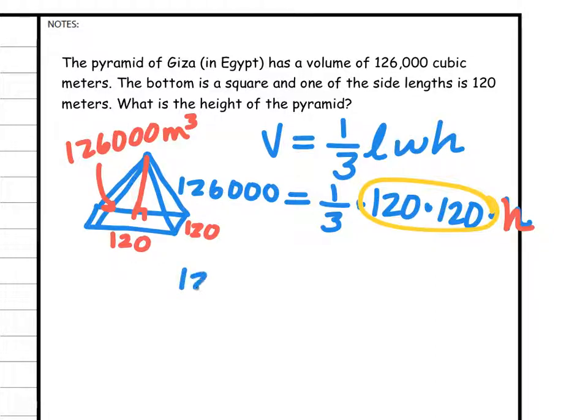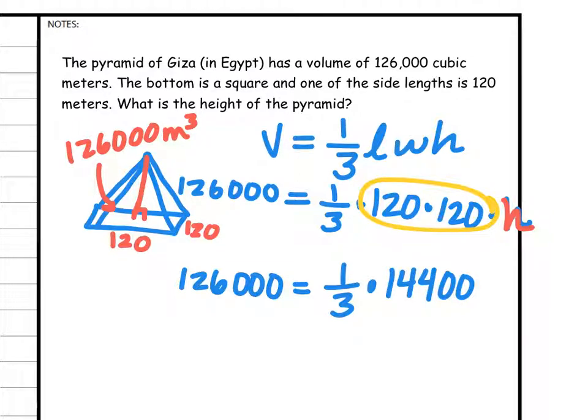So I'm going to rewrite it down here. So we still have 1/3. We're going to multiply these two things. 120 times 120. What is it, William? 14,400. Okay. Is this right? Okay. Times the height.